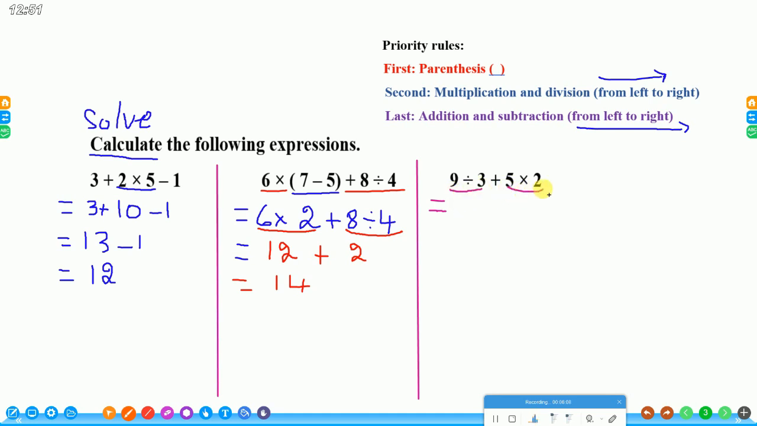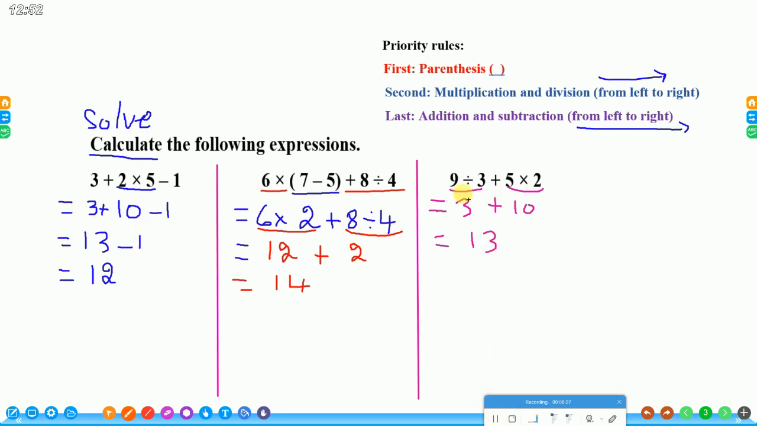Then we solve 5 times 2. And the plus, we copy it. 9 divided by 3 is 3. I copy the plus. And 5 times 2 equals 10. In the end, we get 3 plus 10 equals 13.